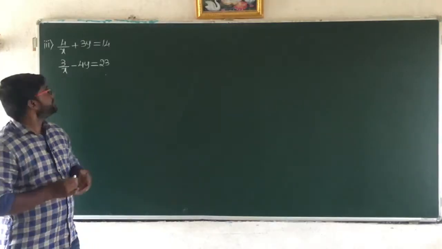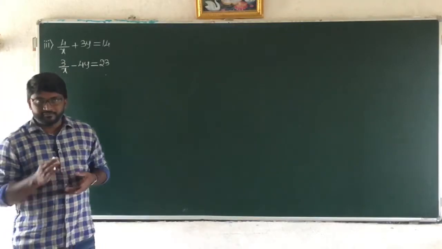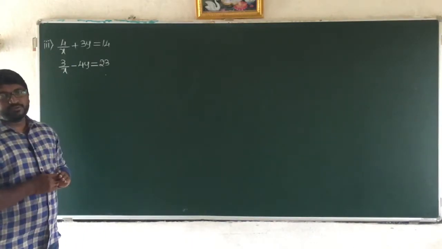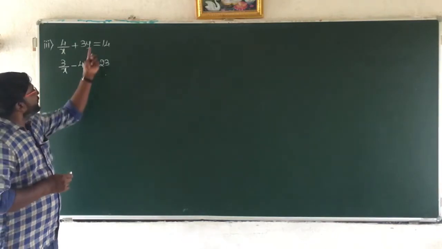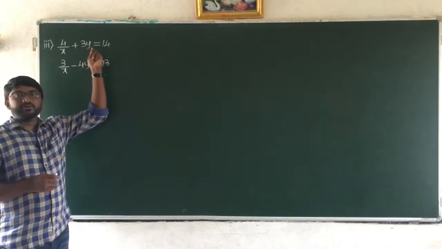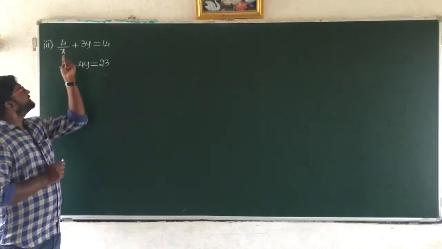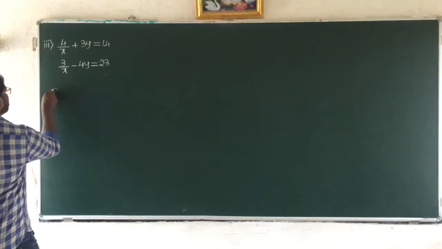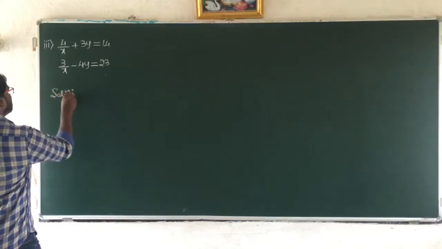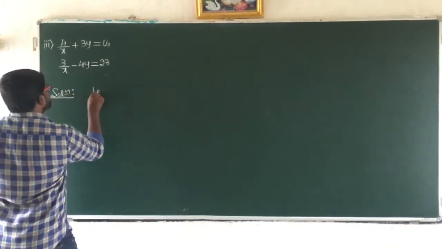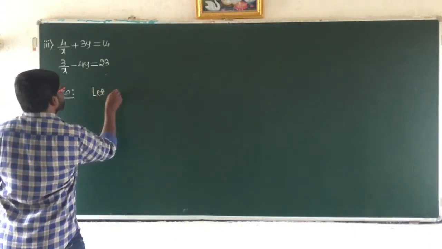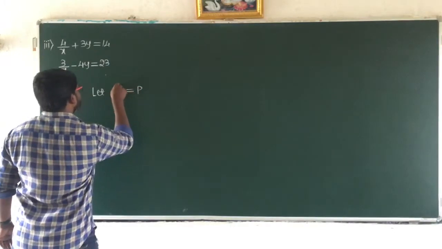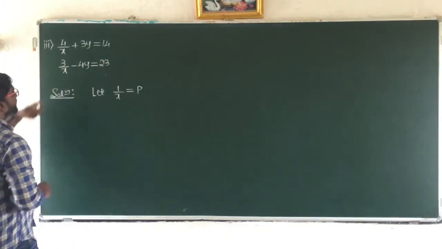The next question is 4 by x plus 3y which is equal to 14, and then 3 by x minus 4y which is equal to 23. Already y is in the numerator, so we don't have to go for the substitution for y, but x is in the denominator, we have to change only x now. So you go for the substitution, let 1 by x be equal to p, and rewrite the given equations now.